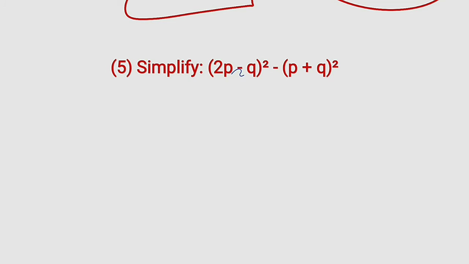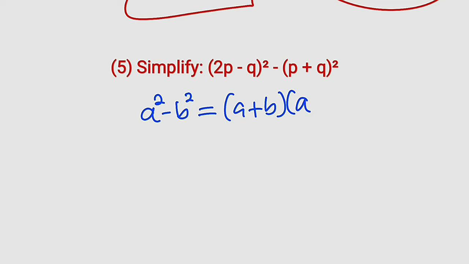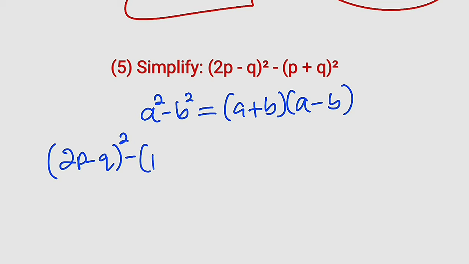We have 2p minus q to the power of 2 minus p plus q to the power of 2, and we're asked to simplify. This is nothing but difference of two squares. If you have a squared minus b squared, this can be expressed as a plus b multiplied by a minus b, for which a here is 2p minus q and b is p plus q. So let's substitute. Therefore, 2p minus q whole squared, minus p plus q whole squared.